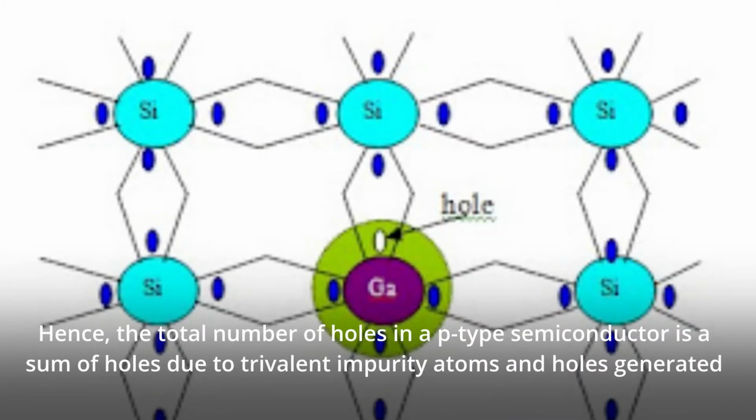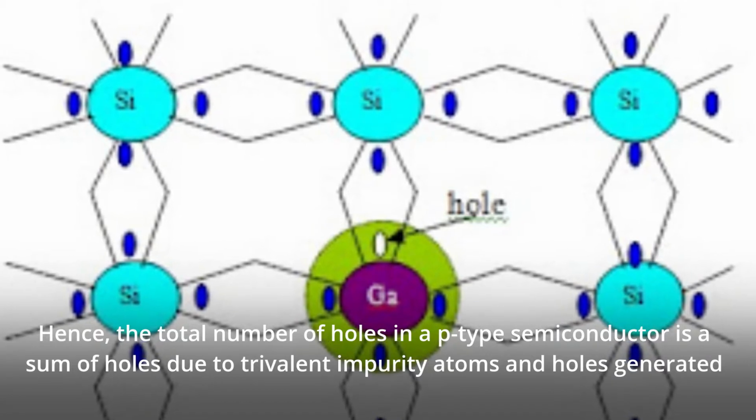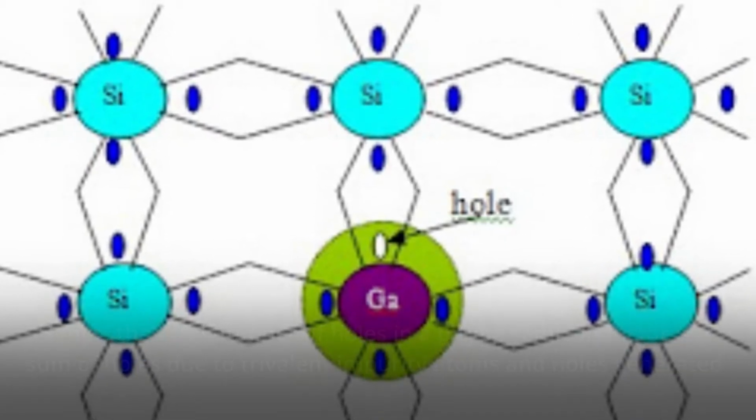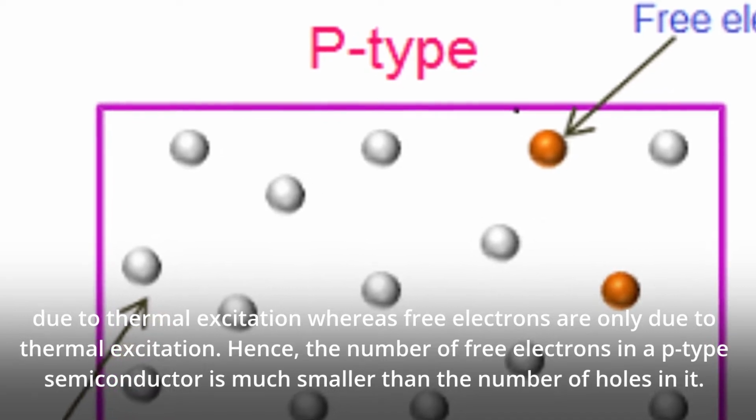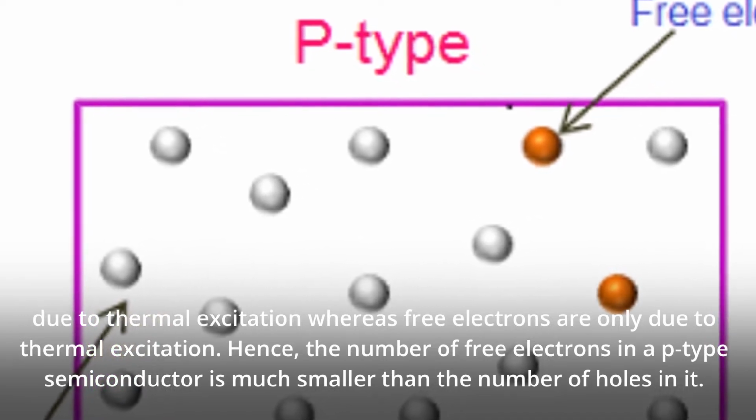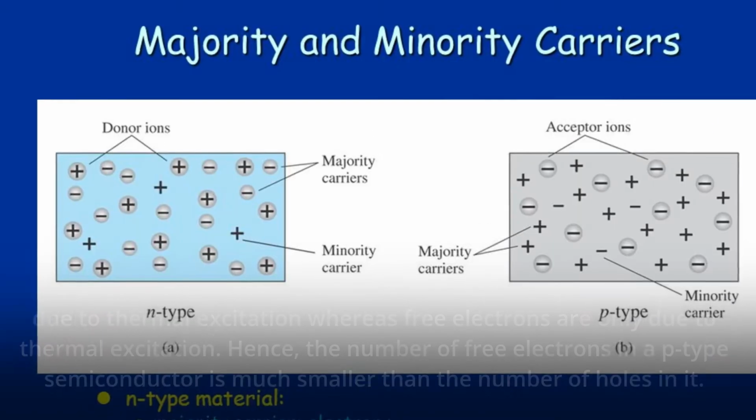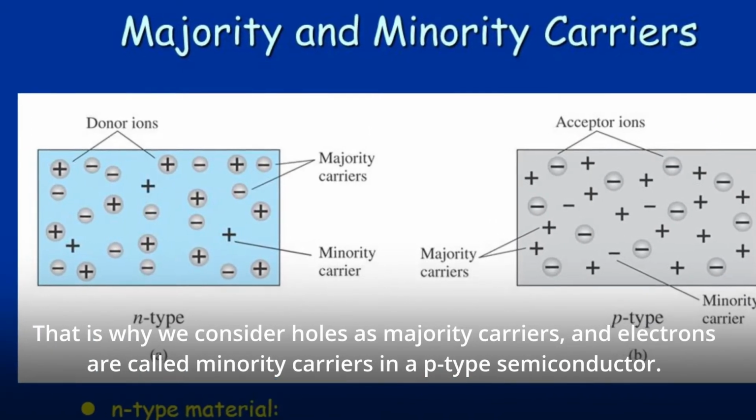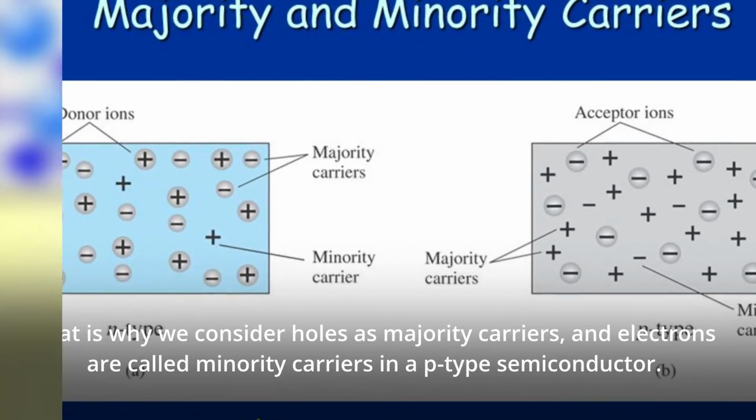Hence, the total number of holes in a P-type semiconductor is a sum of holes due to trivalent impurity atoms and holes generated due to thermal excitation, whereas free electrons are only due to thermal excitation. Hence, the number of free electrons in a P-type semiconductor is much smaller than the number of holes in it. That is why we consider holes as majority carriers, and electrons are called minority carriers in a P-type semiconductor.